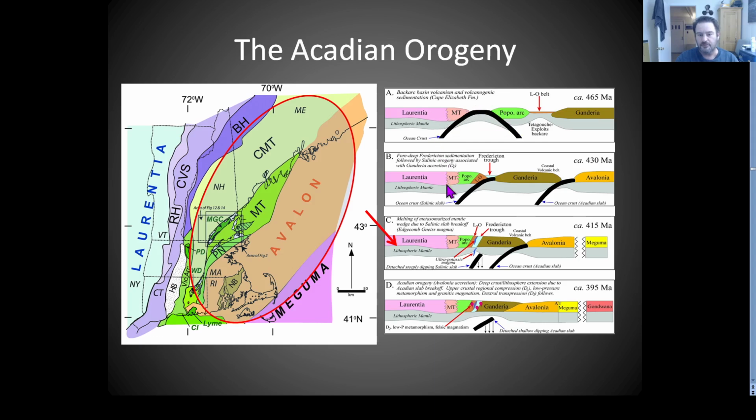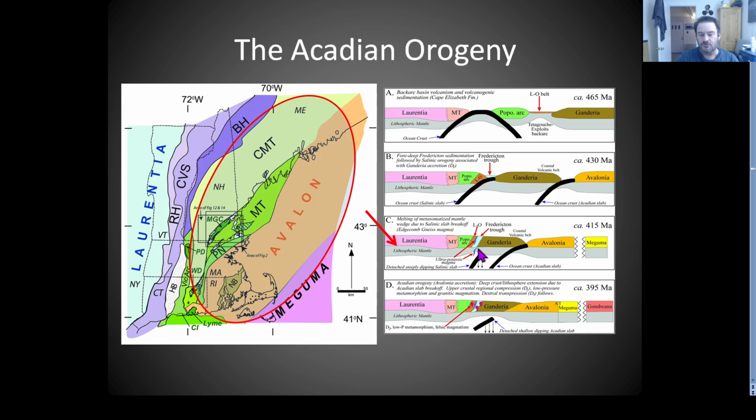Then it switched, and as Gandhira was on its way over, the crust to the west side of that began to subduct under Laurentia. Made all sorts of volcanic edifices that popped up through the Taconic area. And as Gandhira came over, it eventually slammed into Laurentia, thrusting up over parts of this area here.